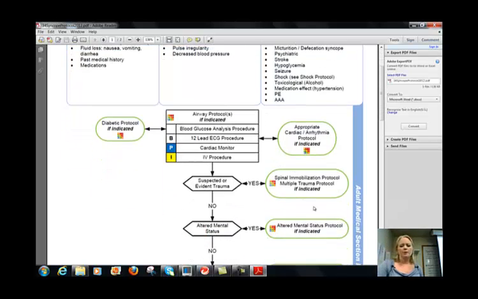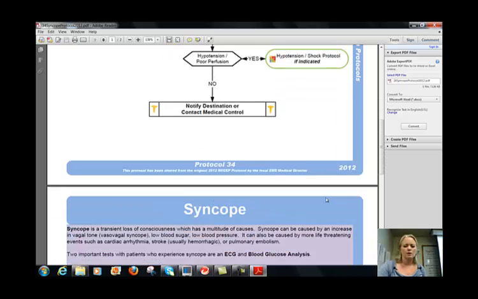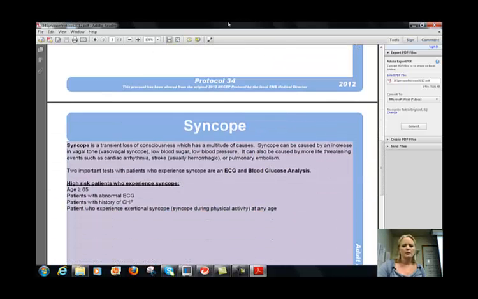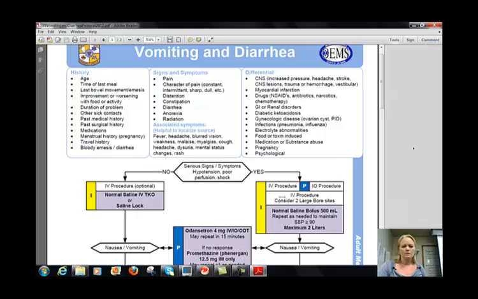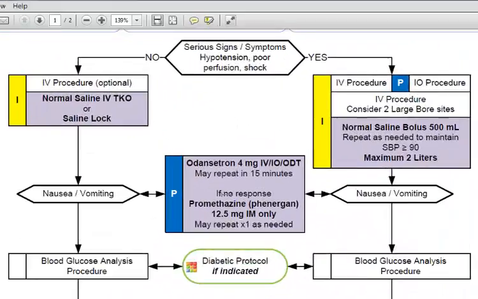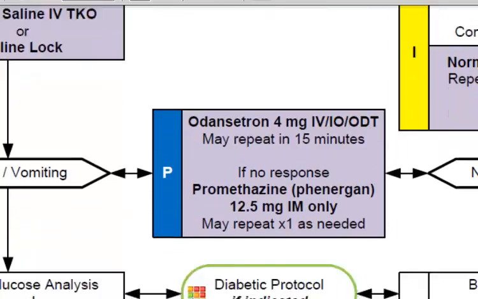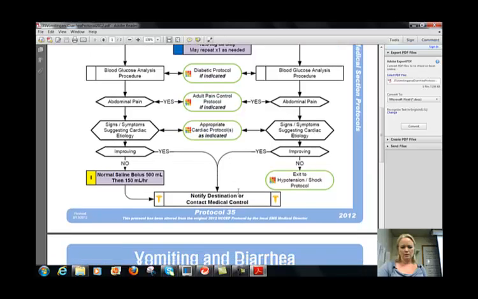The syncope protocol, again, this is one that exits to other protocols, and there's some information on the second page about syncope and who's considered high risk. Vomiting and diarrhea, again, you've got the Zofran or Phenergan option. And then you may have to exit to other protocols depending on what's going on.